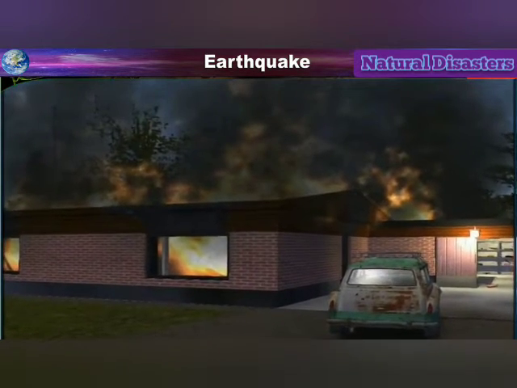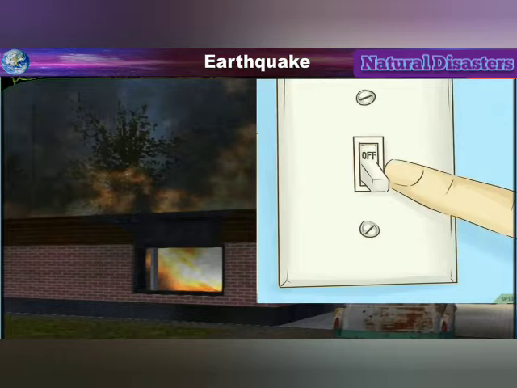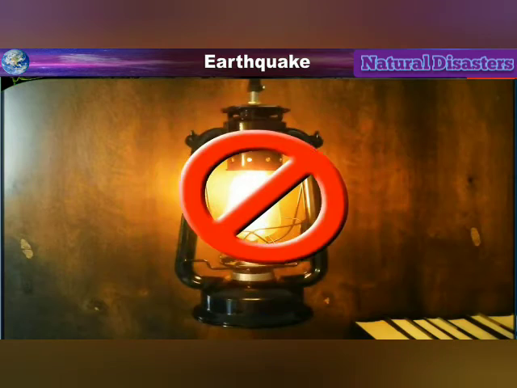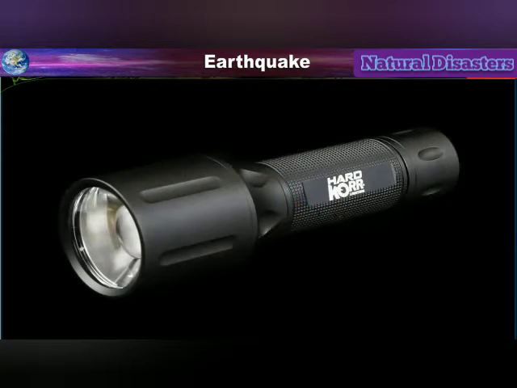3. After the earthquake, there is a possibility of fire. Hence, to avoid it, carefully switch off the main electric supply. Do not use candles, lantern, or matchbox. Instead, use torch or battery.